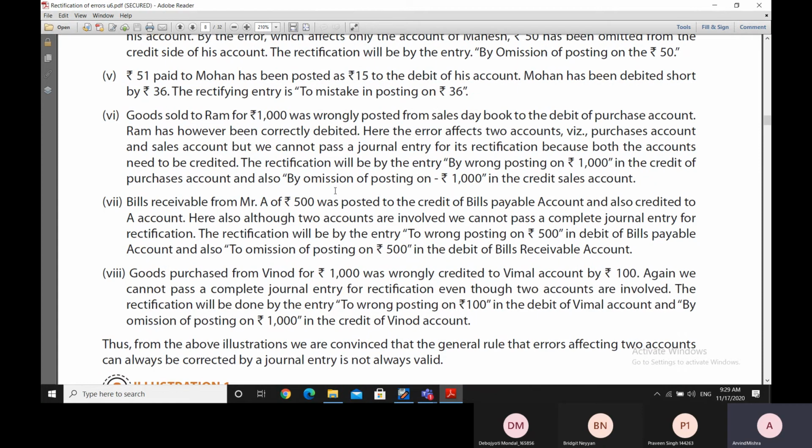Now the next example is that goods which were sold to Ram for rupees 1000 were wrongly posted from the sales day book to the debit side of the purchase account.